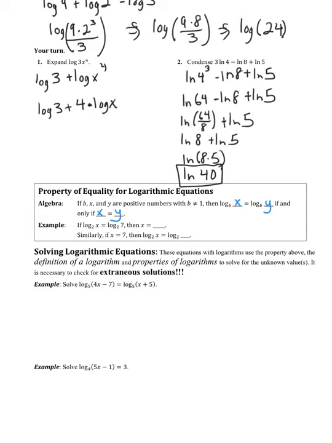So we have log base 2 of x equals log base 2 of 7, then x equals 7. All right, because the 2 statements have to be equal. So similarly, if x equals 7, then log base 2 of x equals log base 2 of 7. It goes both directions there. You can do that either way.